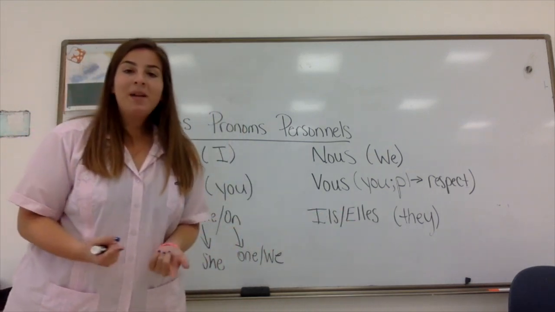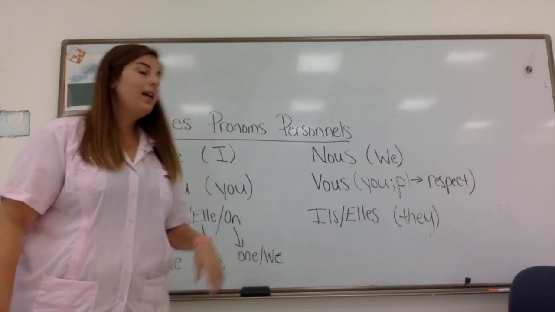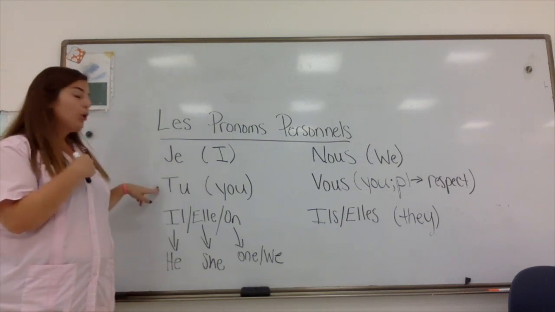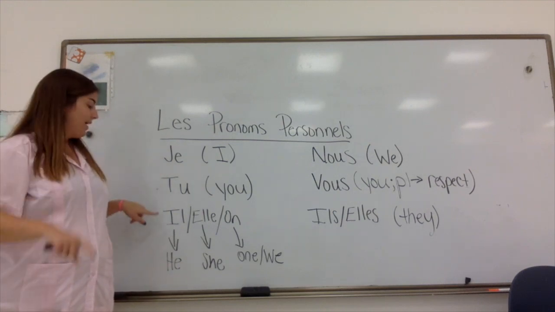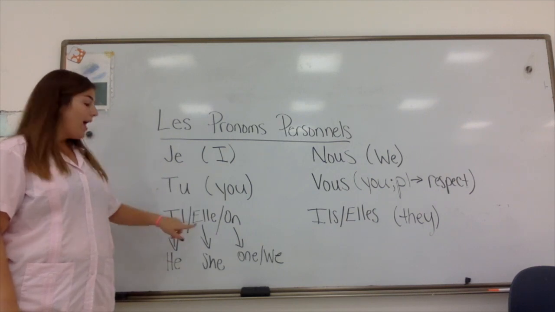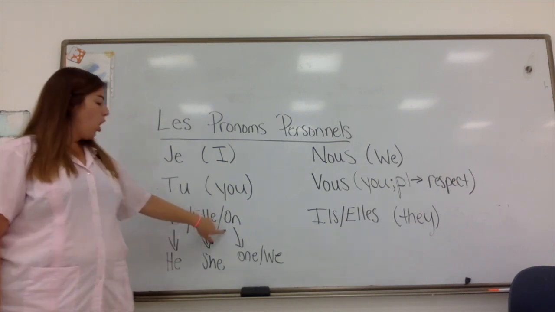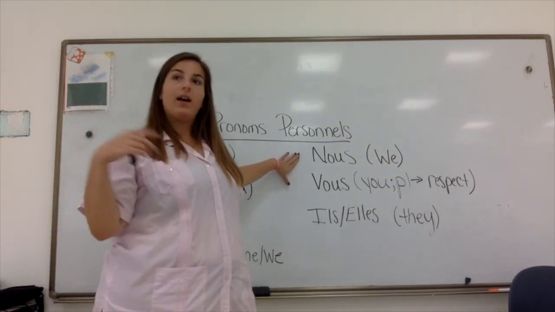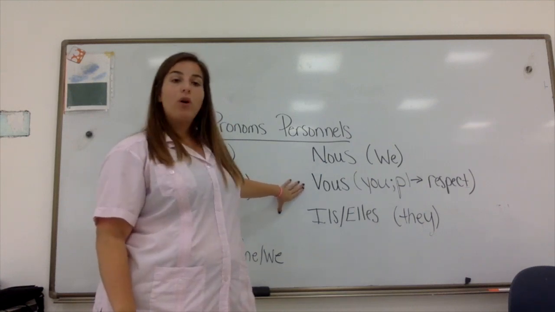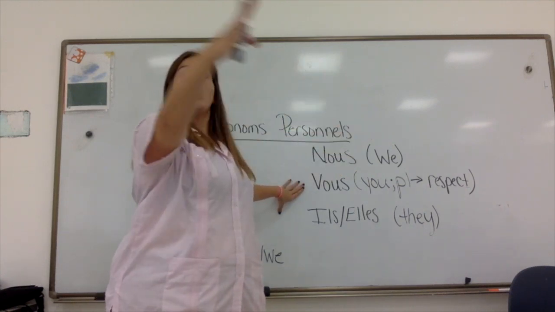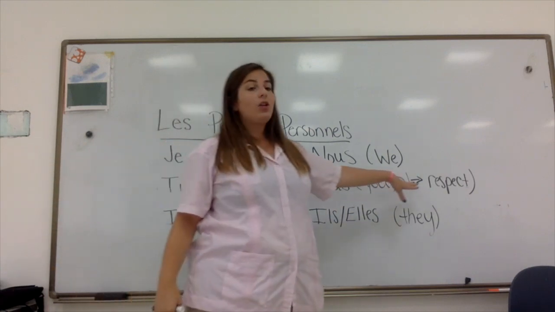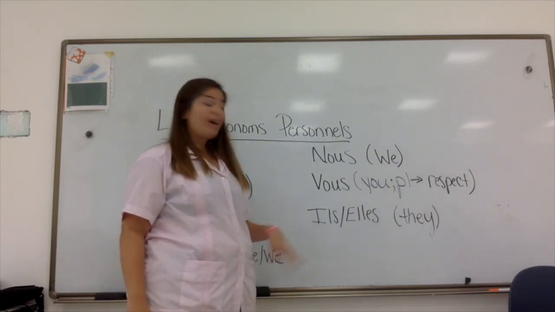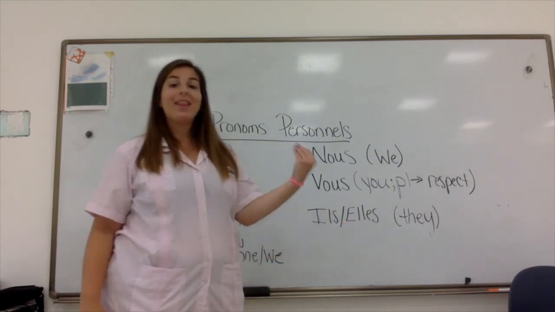So now that we know what they mean, let's remind ourselves. Les pronoms personnels. Je, tu, singulier. Il, he, elle, she, on, one or we. Okay? Nous, we, as a group. Vous means you, as in I'm speaking to you as a group, or using you as a form of respect for a person of authority. Okay? And then you have ils, elles, which means they.